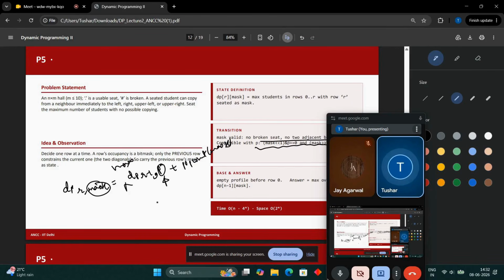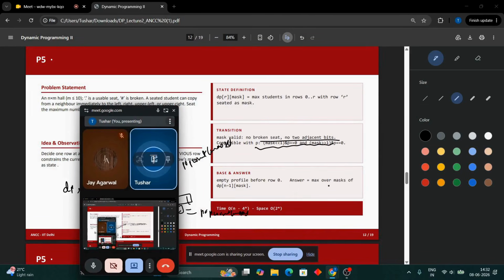The base case would be that in the first row, with all valid masks, dp[0][mask], students sitting in the 0th row with mask m, if mask m is valid such that no two adjacent seats are occupied, is just equal to the pop count of the mask. And the answer would be the maximum over all the valid masks of the students sitting in the last row, n minus 1 row.